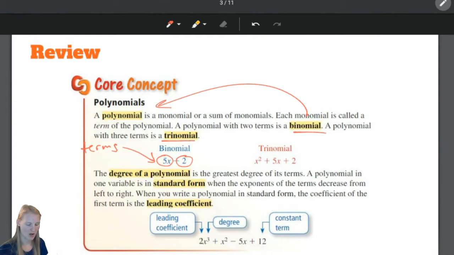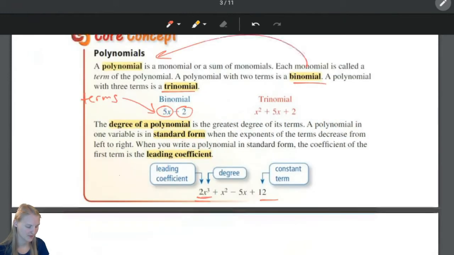The degree of a polynomial is the largest exponent, the greatest degree of its terms. And standard form goes from biggest exponent to smallest exponent. Coefficients are the numbers in front of the variables. There's your crash course from last time.